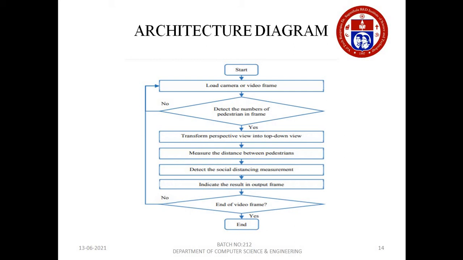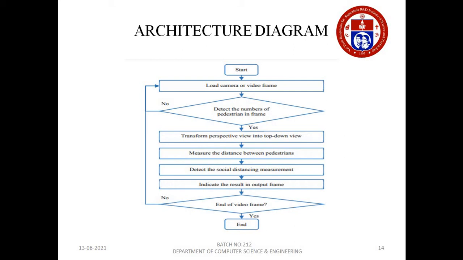We can assume that. So to reduce that and increase efficiency, we are transforming that into a top down view. Next, measure the distance between pedestrians. I already told you the threshold value of our project is 50 pixels. So if it is less than 50 pixels, it gives a red mark. If it is greater than 50 pixels, it gives a green mark. Detect the social distance measurement. That is what I told, that is the step.